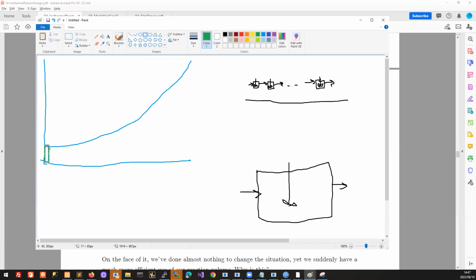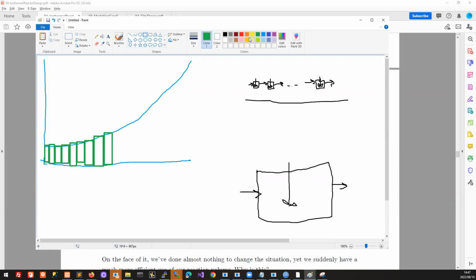But you've got these many, many little CSTRs here. And you can see now that we are getting very close to the performance we would get for plug flow or batch, right? We are approximately the same as the area under the curve. The volume wasted is really little now, has really been reduced. So we are starting to approximate the area under the curve.